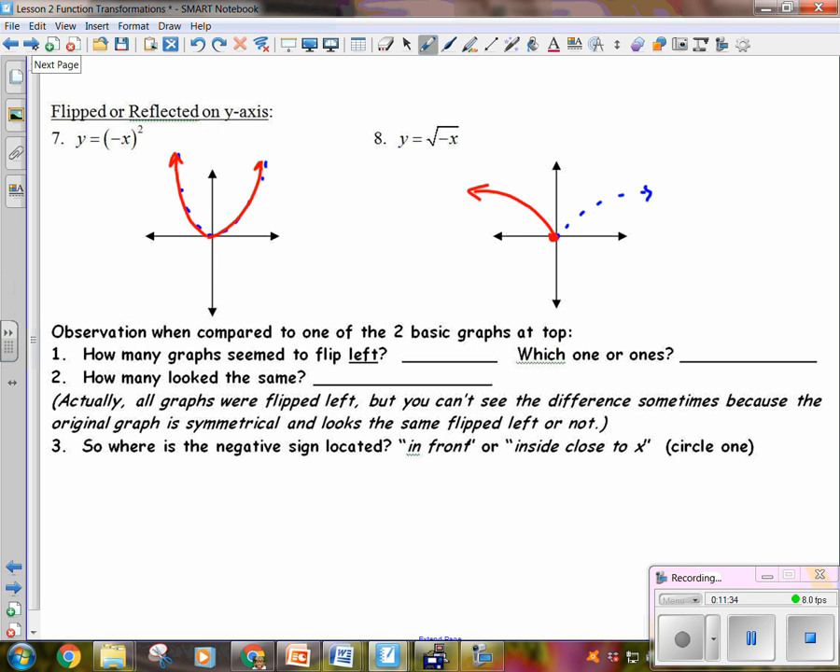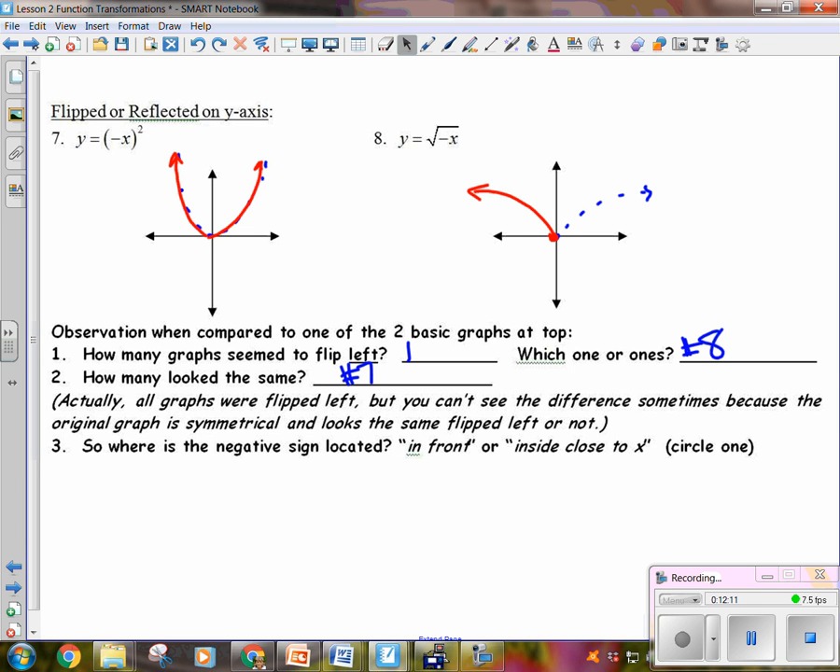Number 7. Again, my dashed blue lines remind me where my original graph is. So if I put the negative inside with x squared, my parabola is actually in the same exact place. But in number 8, if I draw it up and to the right, then this one actually looks like it flipped left. So I'm going to answer my questions. How many graphs seem to flip left? 1. And it says which one or ones would be number 8. Which one looked the same? Number 7 looked the same. And actually what it's saying is that both graphs were flipped left, but you just can't see the difference.